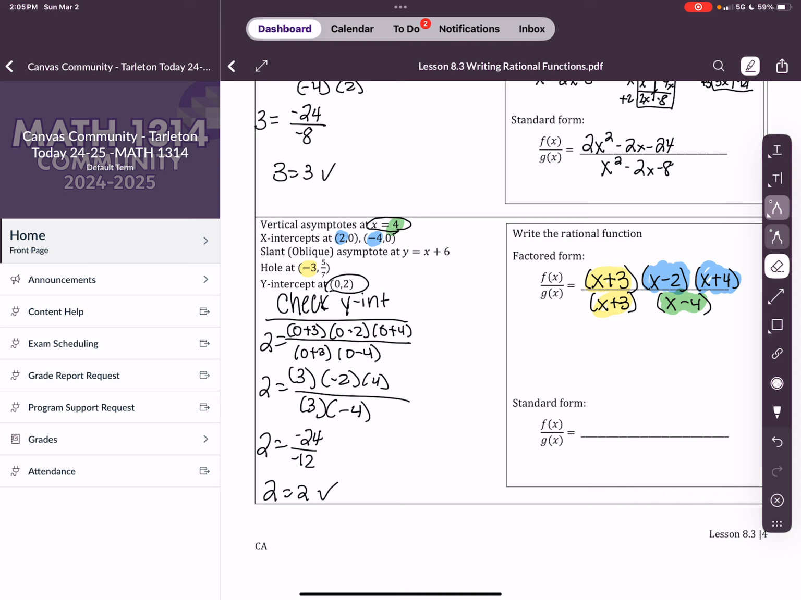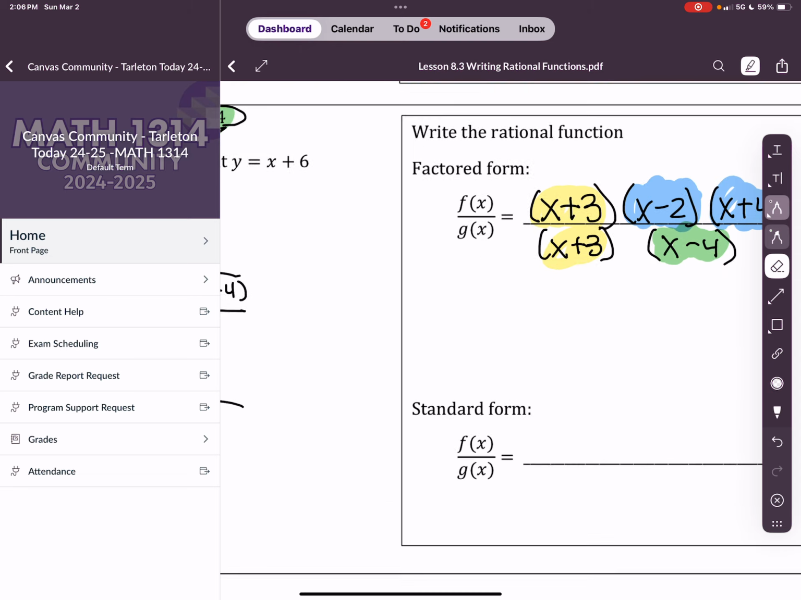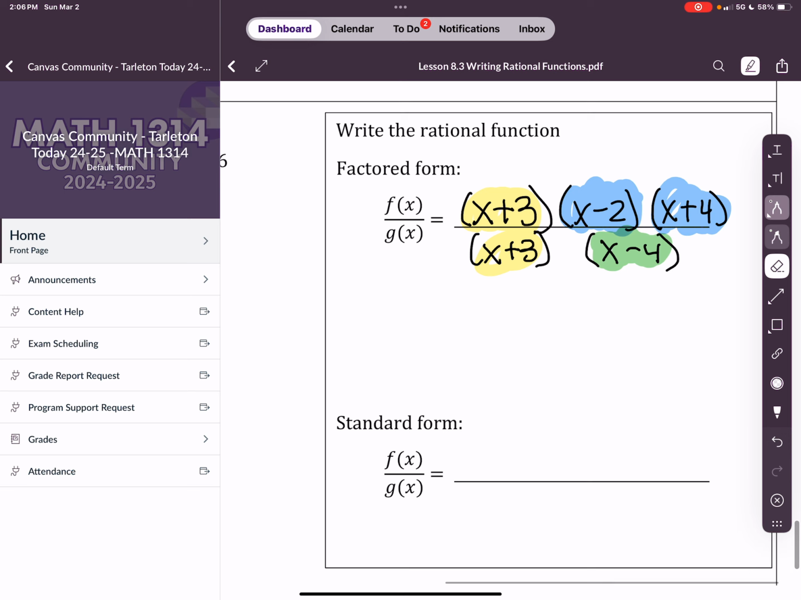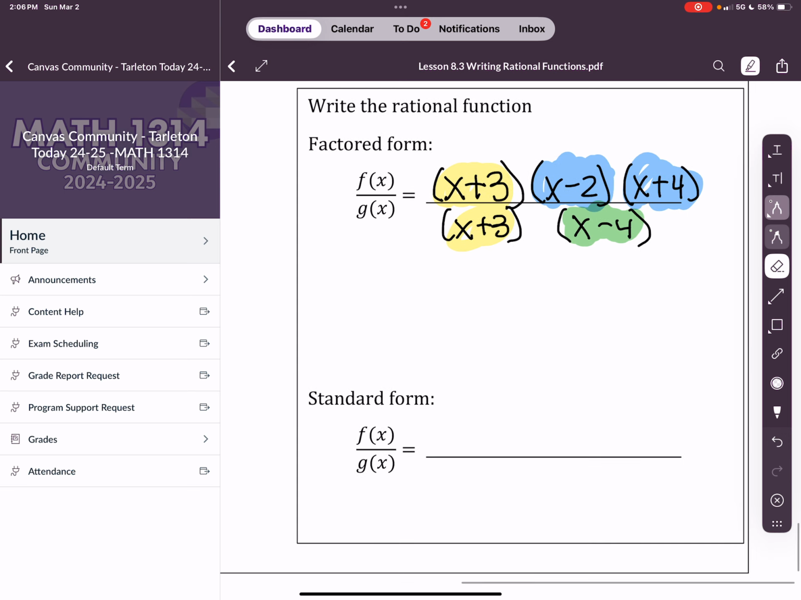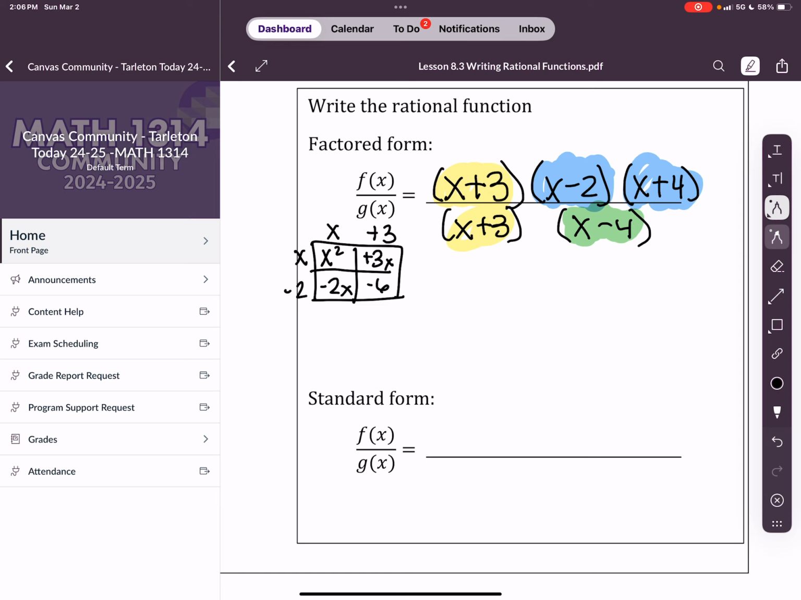So then I also need to go ahead and put this into standard form. And then the very last thing we're going to do is divide our numerator by our denominator to check our slant asymptote to make sure everything's right. So let's go ahead and multiply out our numerator. I'm going to do x plus 3 and x minus 2. So we get x squared plus 3x minus 2x minus 6. So that gives me x squared plus x minus 6. And I still need to multiply that by x plus 4.